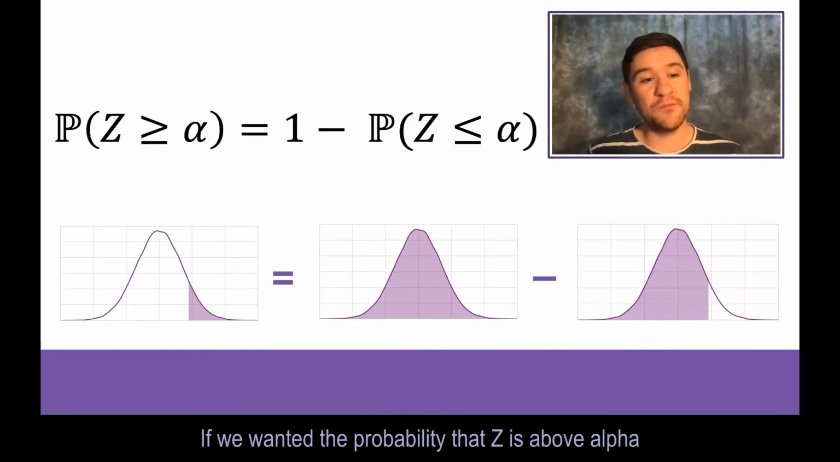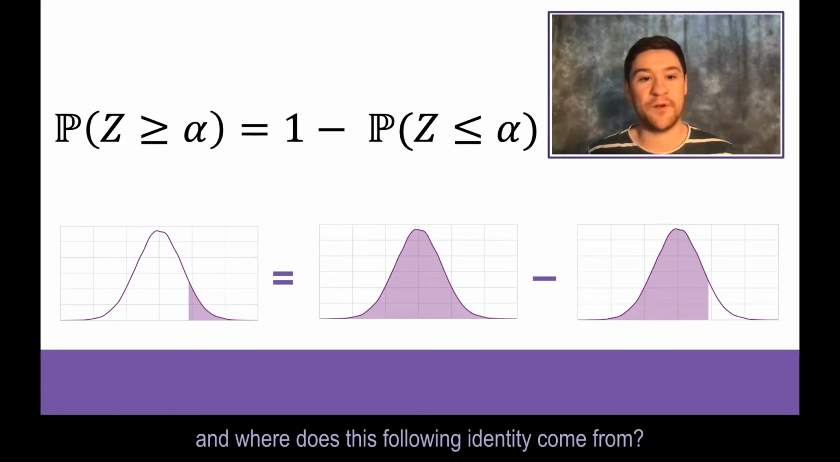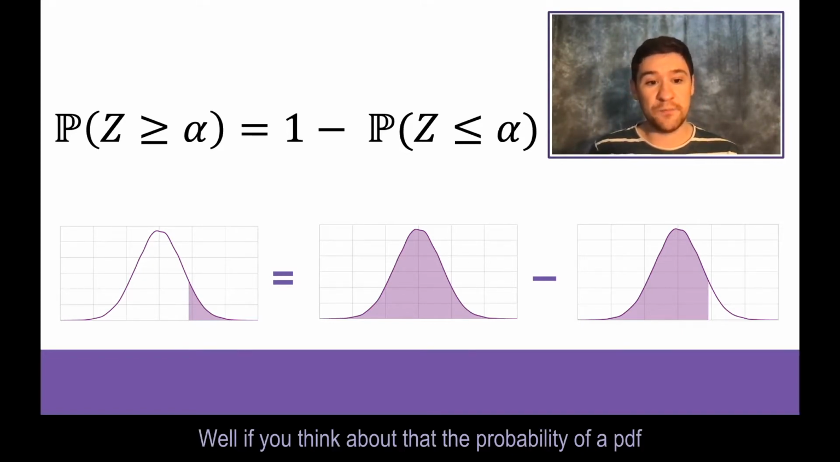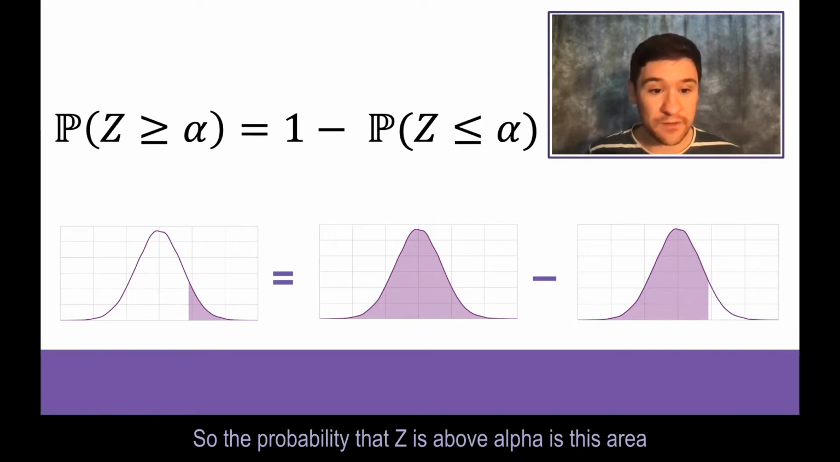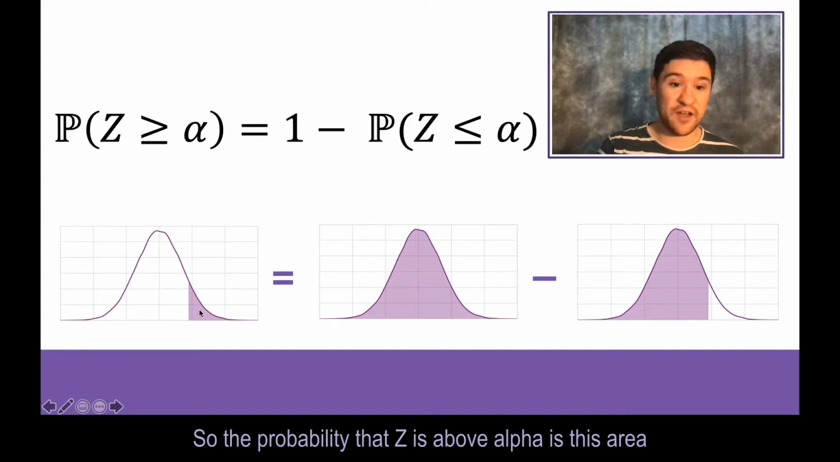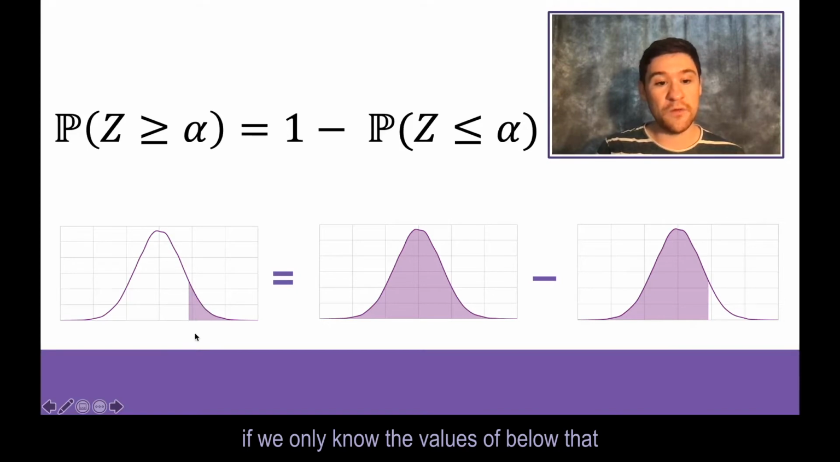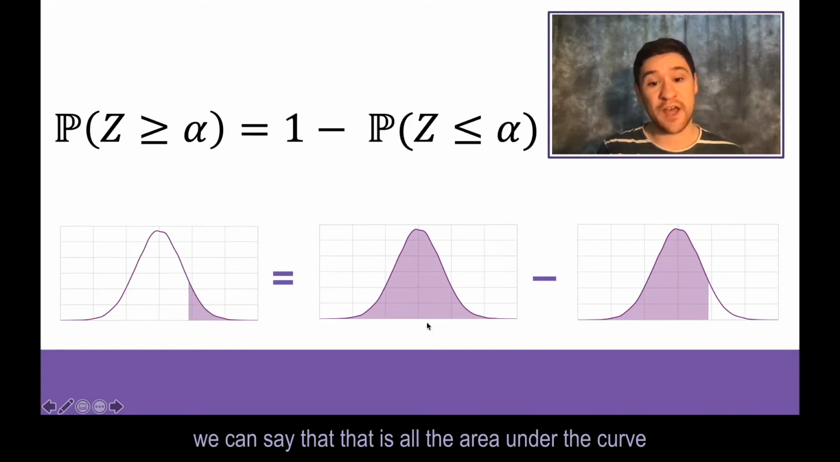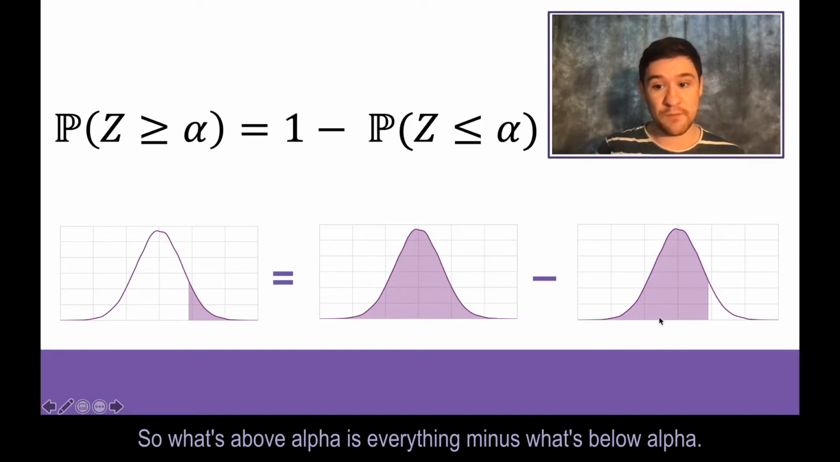If we wanted the probability that Z is above alpha, then we can use the following identity. And where does this following identity come from? Well, if we think about that the PDF is the area under the curve, we can start doing geometry with that. So the probability that Z is above alpha is this area under the curve above the value alpha. And if we only know the values of below that, we can say that that is all the area under the curve minus what's below alpha. So what's above alpha is everything minus what's below alpha.